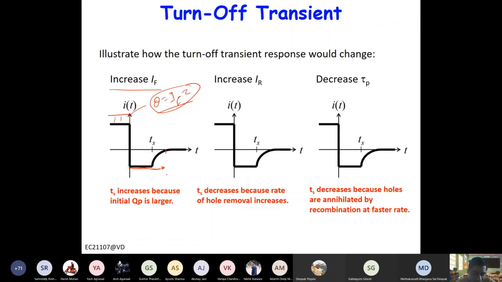And what about this recovery? It will follow the same trend, right? Okay, if you increase the IR, the charge Q, which is IF times tau, is the same. Now the current is more, so of course the charge will be removed quickly. So your tau s will reduce.